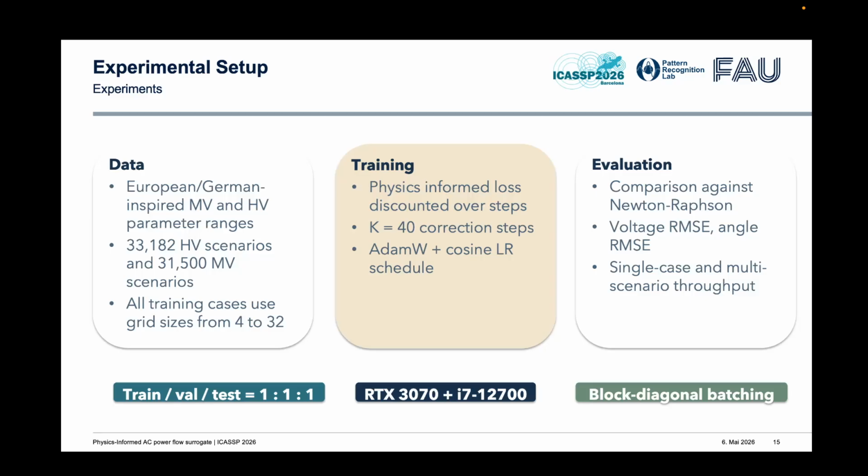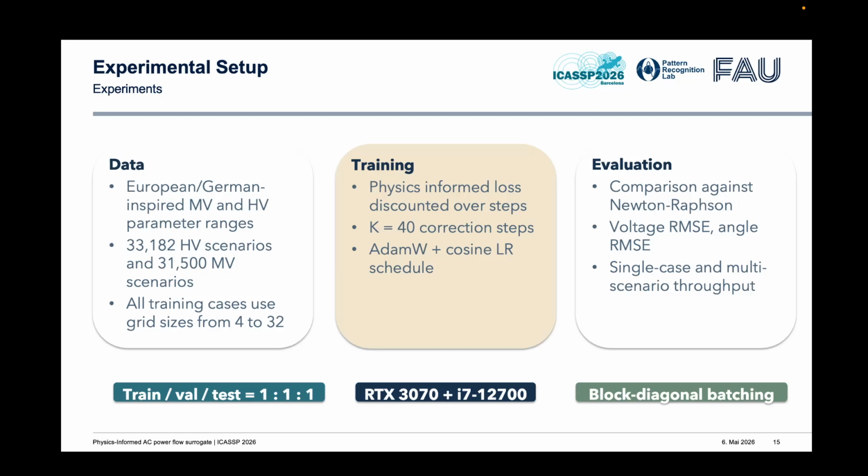And for the experiment, for the data, we generate diverse grid scenarios based on the European German-inspired medium-high voltage parameter range for both node features and edge features. After removing some outliers, we attained about 30,000 medium-high voltage scenarios, and the grid size is from 4 to 32 with various topology.